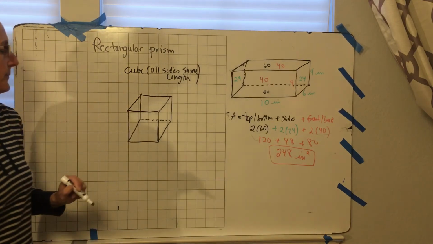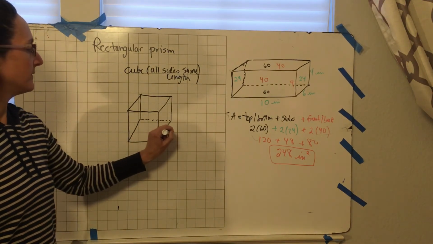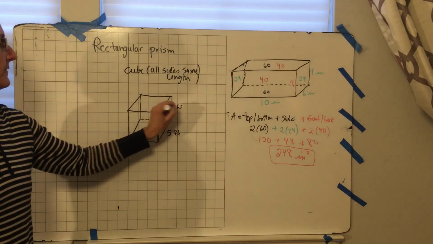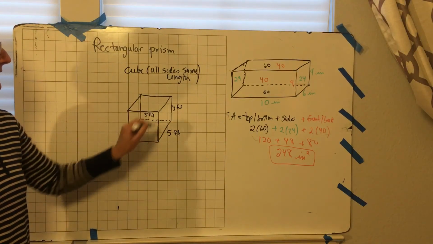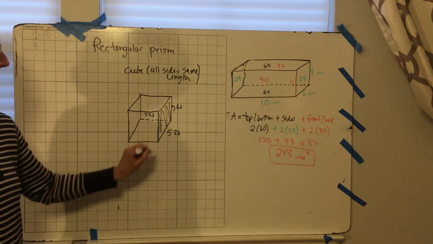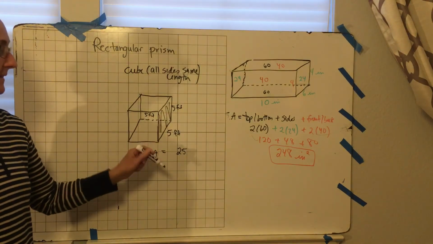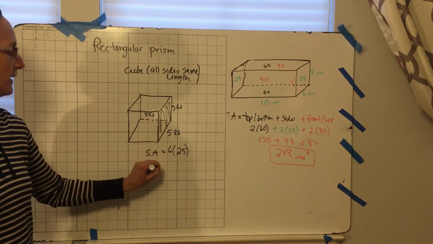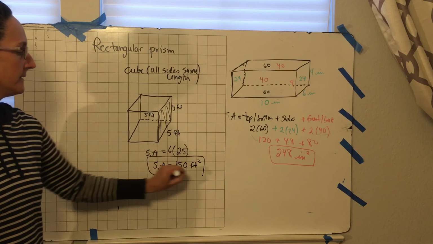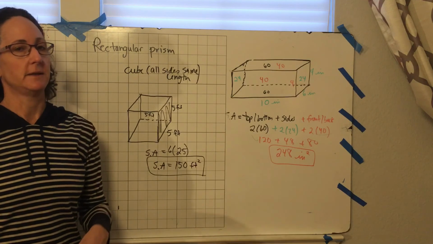So we have our cube, and all I have to do if it's a cube is give you one measurement. So I could say that this is 5 feet. If that's 5 feet, then this is 5 feet, and this is 5 feet, everything's 5 feet. So all you have to do is find the area of one side. That one side would be 25, and there's 6 of them. So you do 6 times 25. So the surface area would be 150 feet squared. Isn't that nice? So cubes are much easier. You'll get them every once in a while, but most of your problems will be this way because they're harder.